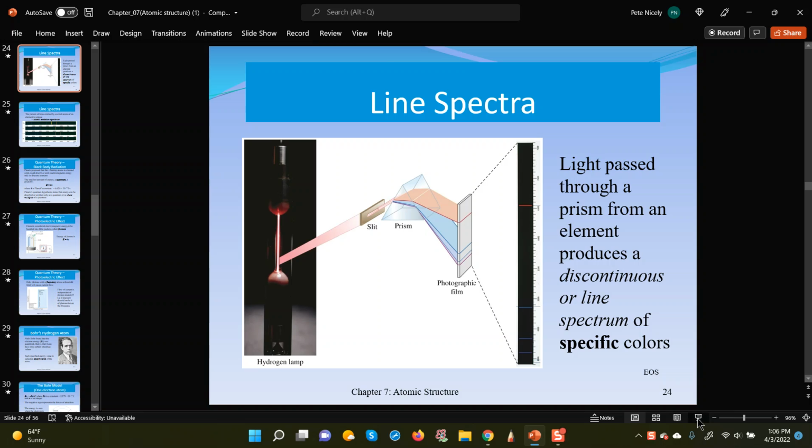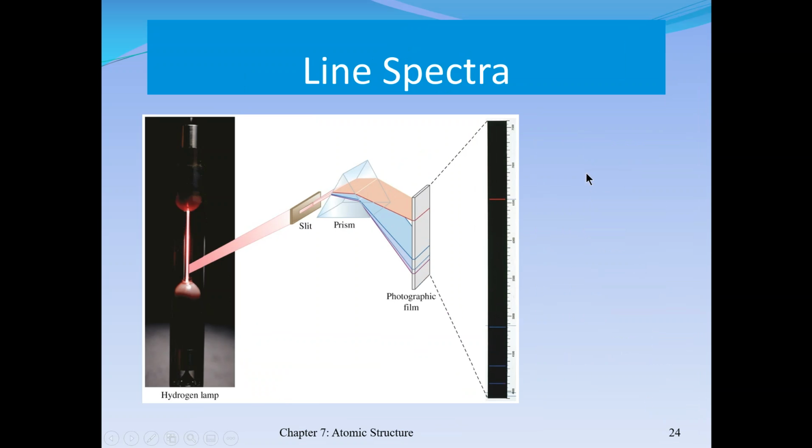Okay, so previously we were introduced to the continuous spectrum that you can get from a white light source. Now we're going to look at line spectra for different elements and how that is related to the electronic arrangement of atoms in the particular element.